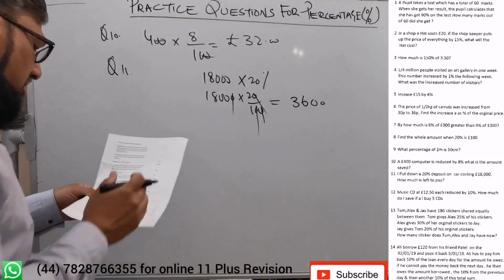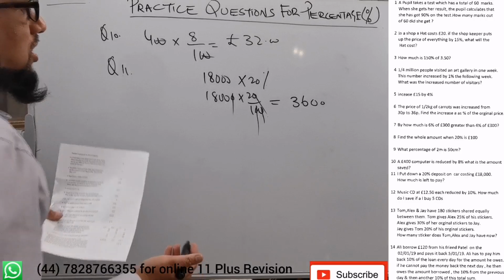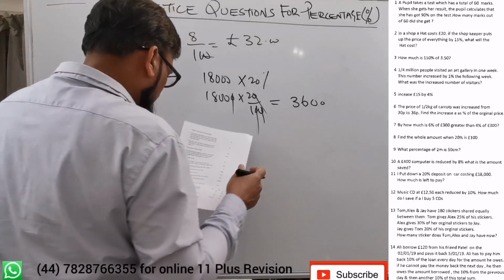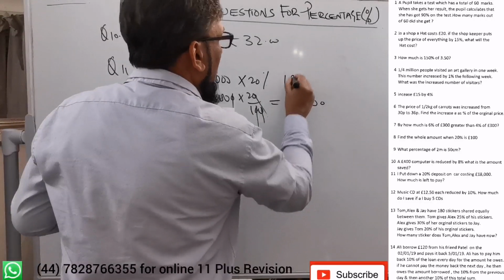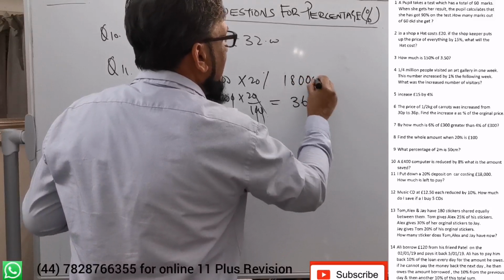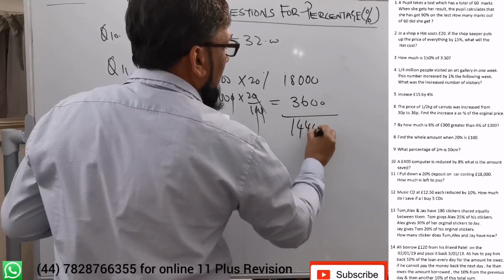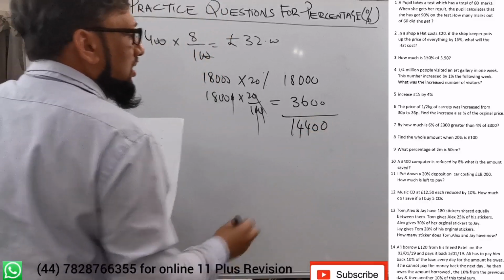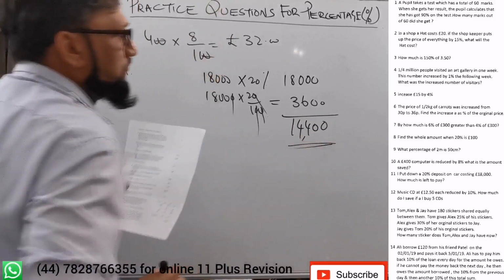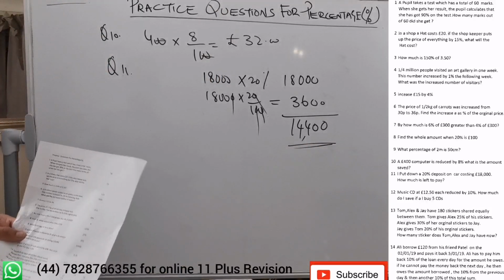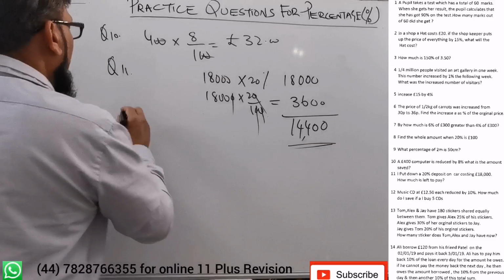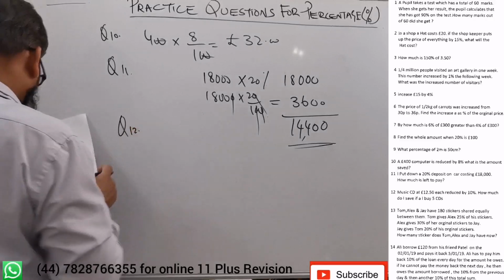So how much is left to pay? What I'm doing is subtracting from the original price, which was 18,000. So it means 14,400 left to pay.